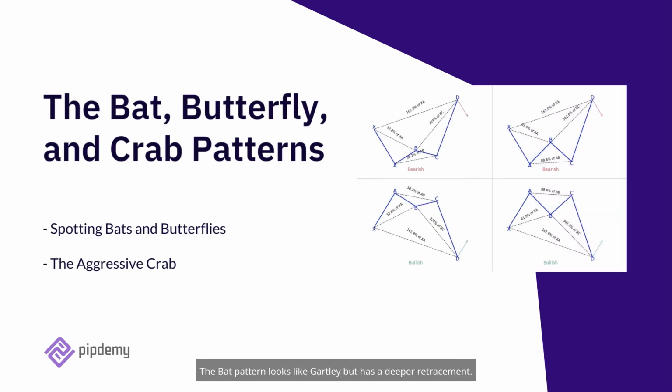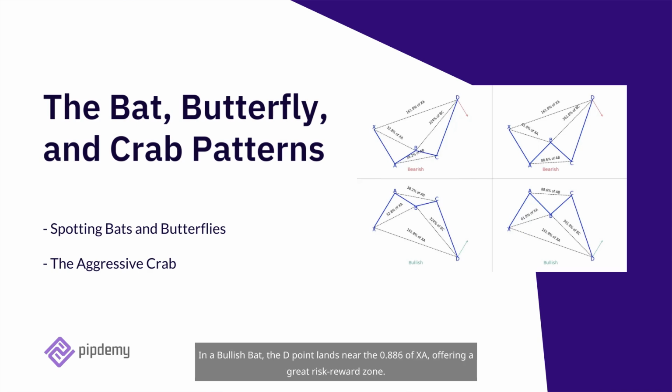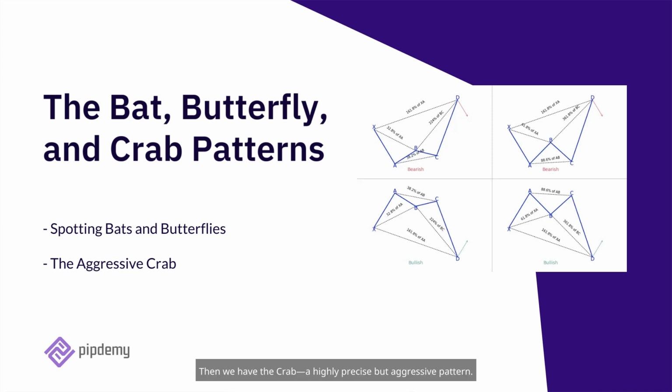The bat pattern looks like Gartley but has a deeper retracement. In a bullish bat, the D point lands near the 0.886 of XA, offering a great risk-reward zone. The butterfly pattern extends beyond X. D lands at 1.27 or 1.618 of XA, signaling strong reversals.